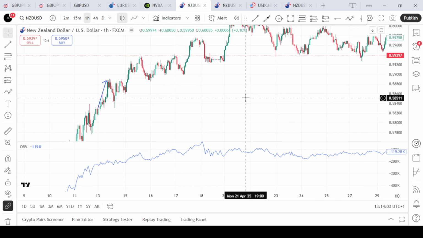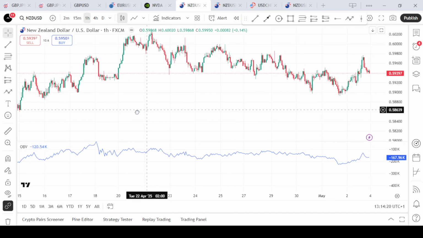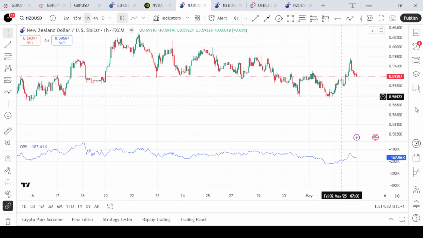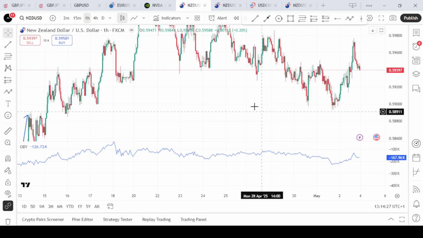The OBV also helps identify divergence between price and volume. If price is rising but the OBV fails to follow suit, it could signify weakened buying pressure and a potential reversal. Or if price is falling and the OBV fails to fall, it could signify weakened selling pressure.